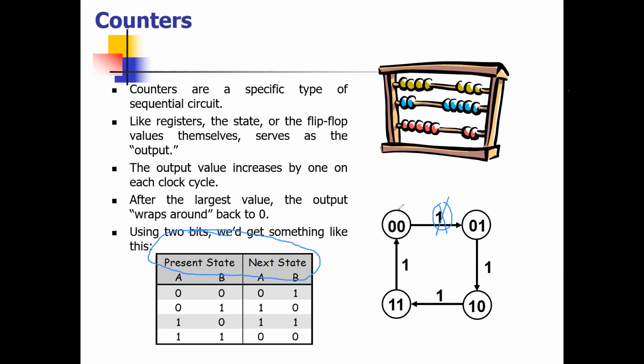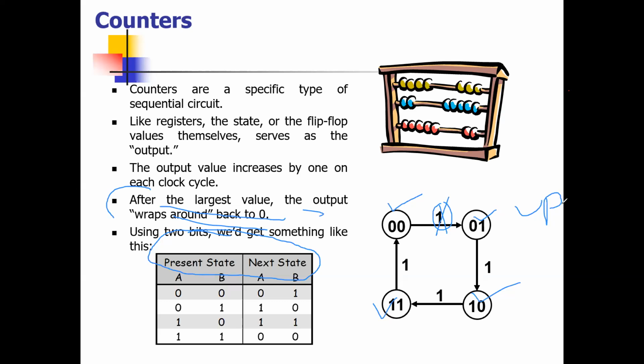So for the counter, if I count, first it is 0, 0. Definitely if it is an up counter, it will go to 0, 1, then 1, 0, then 1, 1. Clear? Yes. And then from 1, 1 it goes back to the initial value 0, 0, because it's already mentioned for the counter that after the largest value, the output wraps around back to 0. So it will always go to the initial value.